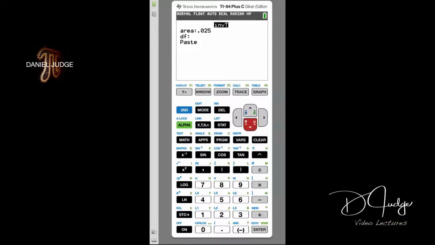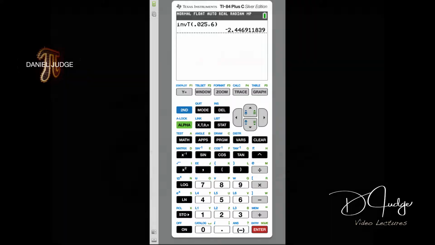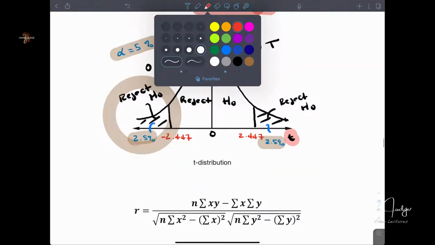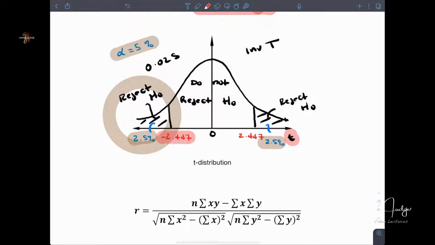You also need to know the degree of freedom. And 8 minus 2 is 6. Our degree of freedom, if you remember, was 6. Now we're going to paste this in. And sure enough, we get the critical value of negative 2.447. And it gives you that left critical value. And you also have the right critical value, same value. There's 2 because it's a two-tailed test. So, ladies and gentlemen, it checks out.